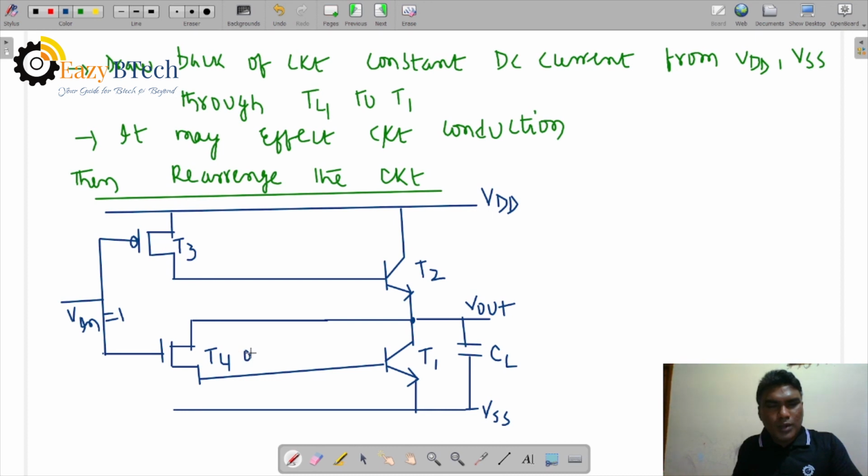V in is equal to 1. This one will be on, and this one will be off. And this is off. Now the capacitor is discharging through this.